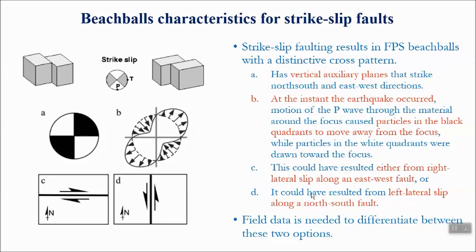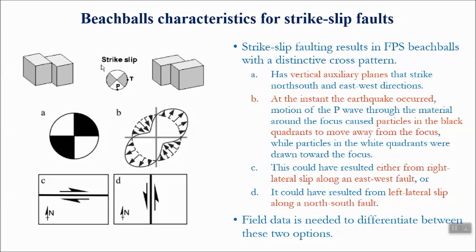So there are possibilities that either this can be our fault plane or this can be our fault plane. Which one is the fault plane, we will come to know only from the field evidence. So there are two likelihoods. One is that it can be formed by the right lateral slip along an east-west fault like this, as seen in C, or it can be formed from the left lateral slip along the north-south fault.